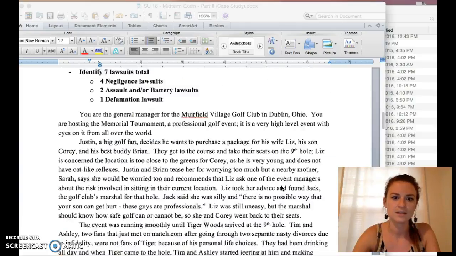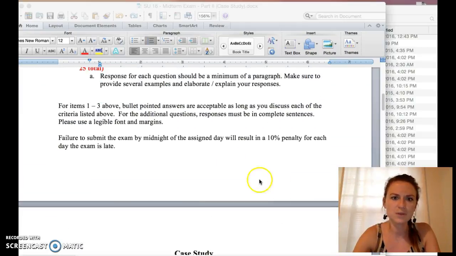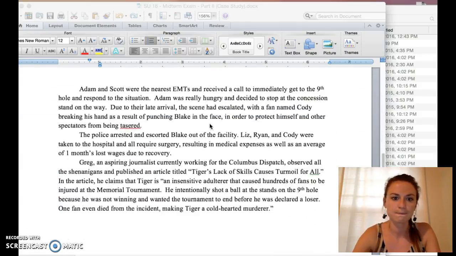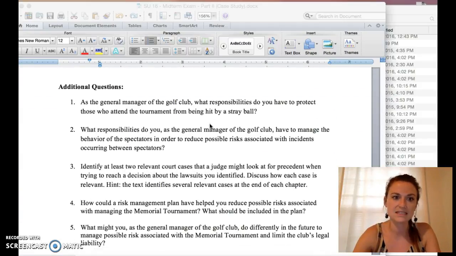Okay. In terms of formatting, you can see that bullet point answers are completely acceptable. However, I would prefer a narrative for the additional questions, and please, if possible, use complete sentences. It would just be helpful. And then this is the case in the additional questions. To further help you out, I thought I would go through an example.